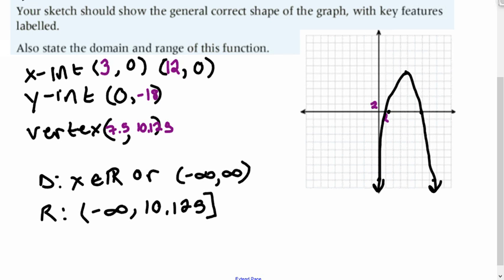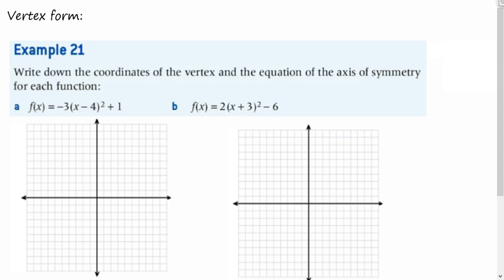Okay, so just getting you used to using your calculator, because you're going to want to be able to use your calculator for a calculator assessment. Now we're going to get into the different forms. We've already been focused a little bit on vertex form. So vertex form, you all should be familiar with. f(x) = a(x - h)^2 + k.